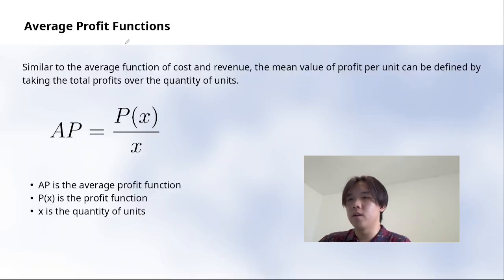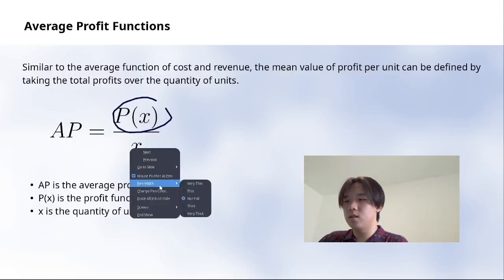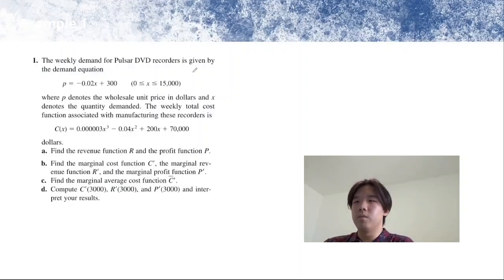Next is the average profit function. Similar to the average function of cost and revenue, the mean value of profit per unit can be defined by taking the total profit over the quantity of units. Now let's move on to the example of profit functions.